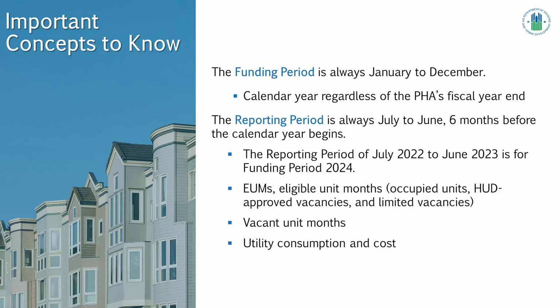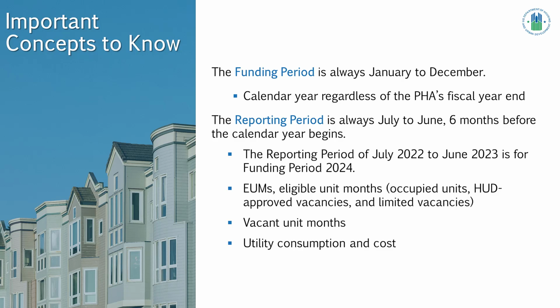The type of data that's captured for operating subsidy includes eligible unit months. These are occupied units, HUD approved vacancies, and limited vacancies that are eligible for subsidy. Your normal vacant unit months, and the EUMs, the eligible unit months, all that comes from PIC, the Public and Indian Housing Information Center. So that is pre-populated data for the subsidy calculation. But the utility consumption and cost will be entered by the PHA.